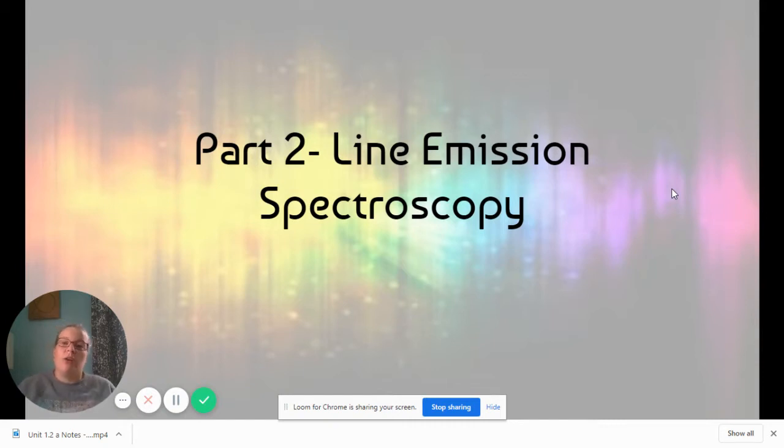Now, part 2 and part 3 are going to talk about specific ways that we can use electromagnetic radiation to probe the insides of atoms to see what's going on. And line emission spectroscopy, or line emission spectrums, are one of the earlier ways that scientists were able to figure out what was going on inside the atom.